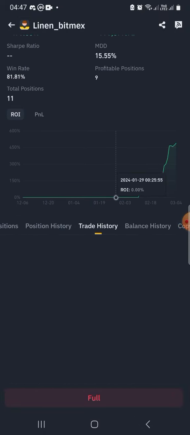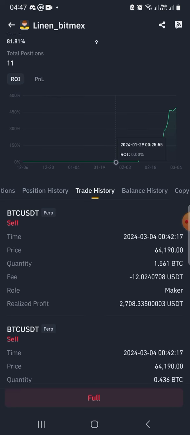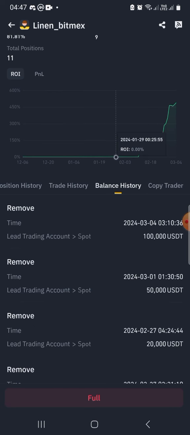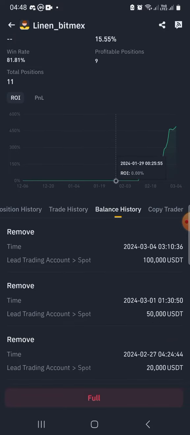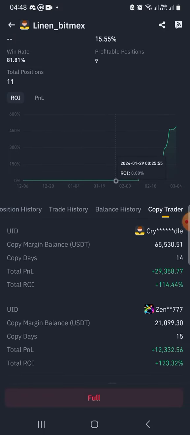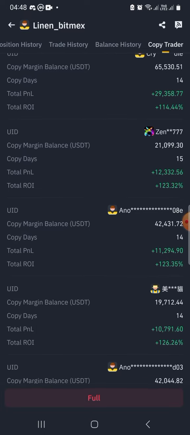So you look at also the trade history, same thing. You can look at the trade history, more details than the position history. Look at the balance history, the money that he's removing and adding as time goes on, you're able to see. And then you're able to see the copy traders who are copying him. So all these are copy traders copying him, the number of copy days they've copied him, and then their profit.